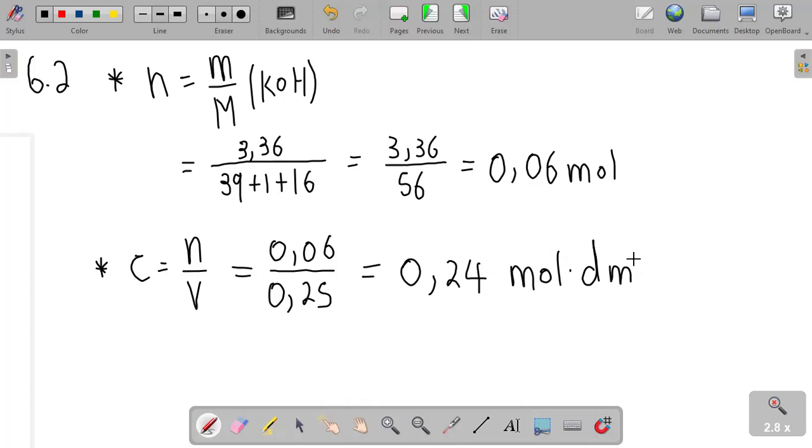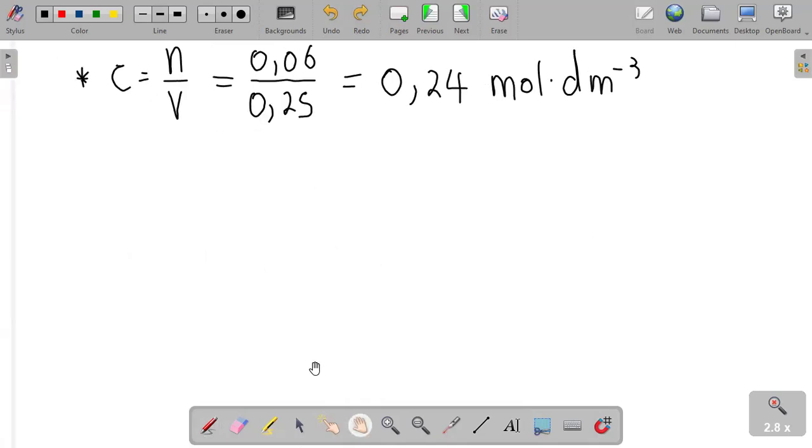It gives me 0.24 mole per cubic decimeter. Okay, so what we had to see here is that we don't have the n. The question is not asking us to find n, it's asking us to find C, isn't it? But then you can't have C without having n here. So that's why we had to find the n first, before we can come here to find it. Or you can do it the other way, isn't it?